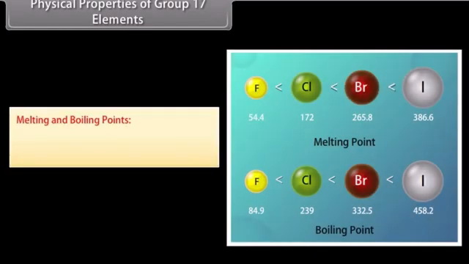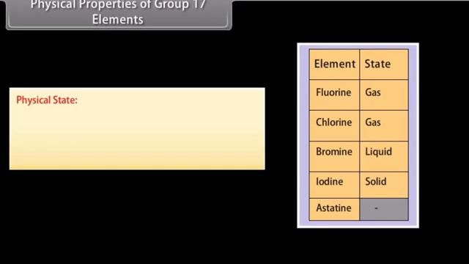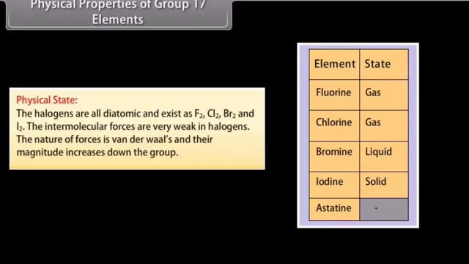Physical properties of group 17 elements. Melting and boiling points. Melting and boiling points increase with increase in atomic number. This indicates that the strength of intermolecular forces of attraction between the molecules increases with the increase in atomic number. Physical state. The halogens are all diatomic and exist as F2, Cl2, Br2, and I2.